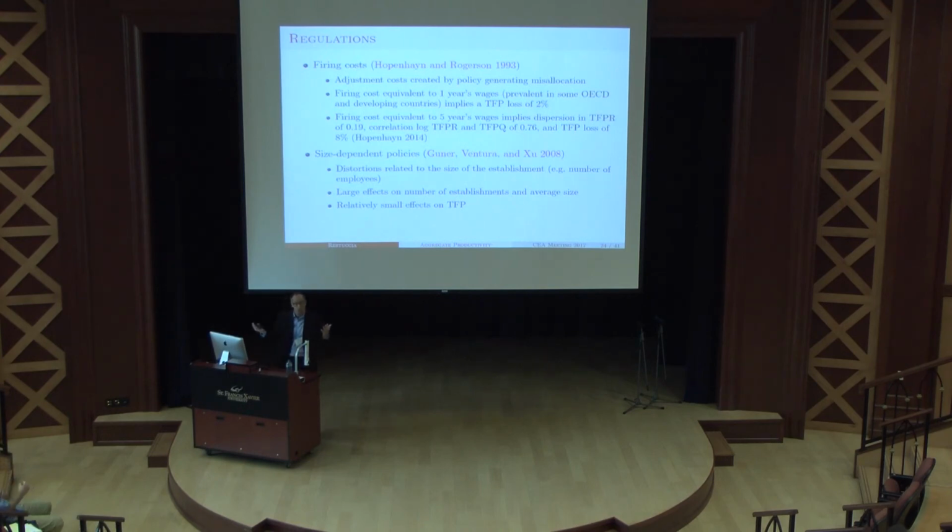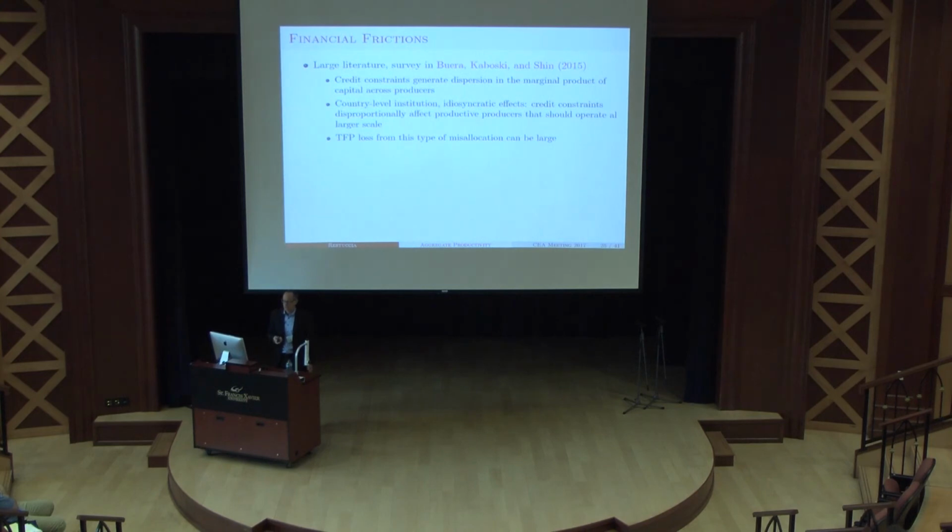So it has to be that there are other things that are creating dispersion. Now, I wanted to emphasize one thing: you get dispersion in TFPR. These policies also generate a correlation between the productivity of the establishment and the distortions they are facing, the TFPR, which is about 76%. This is a feature of many, many policies that I'm going to come back to, because this type of correlation is what's essential for these dynamic implications of misallocation.